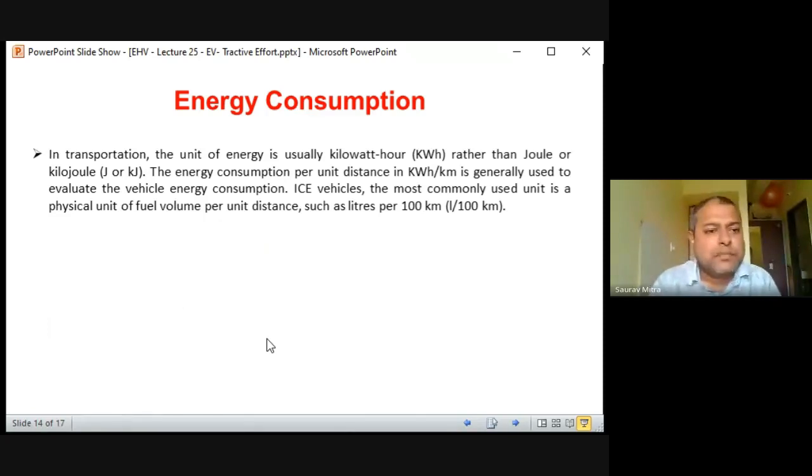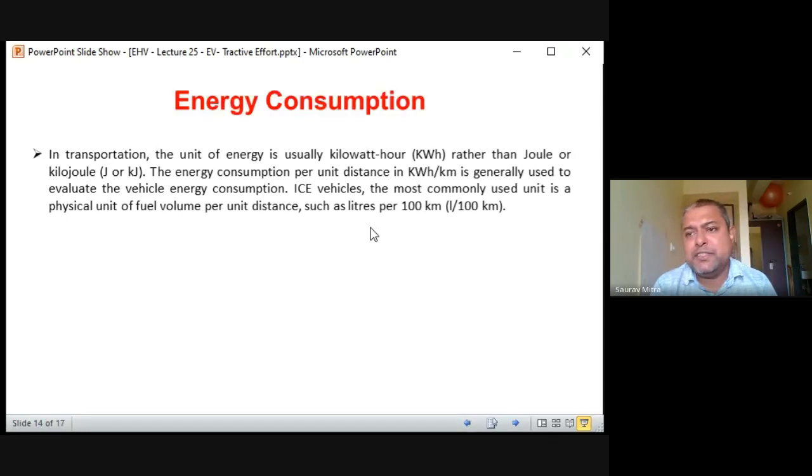I will do that. So in transportation, the unit of energy is usually kilowatt hour rather than joule or kilojoule. So kilowatt hour is generally the standard unit for energy. The energy consumption per unit distance is taken as a measure for EVs. So how many kilowatt hours for every kilometer? This is the measure to evaluate the vehicle's energy consumption.